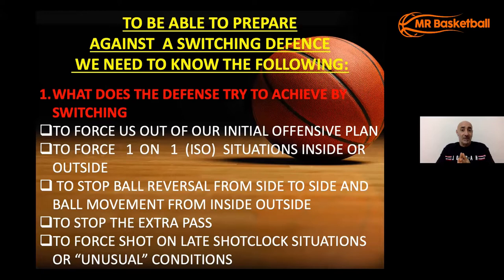That is why they want to stop the ball reversal from side to side and ball movement from inside outside. A good structured offense has very good ball movement, very good spacing, and the teams usually move the ball from inside outside and from side to side. So the defense, by switching, tries to make us run isolation games and stop this ball movement. Also, they try to stop the extra pass. If we are a good team creating and attacking the gaps and finding the open man, they try to stop the extra pass in this way.